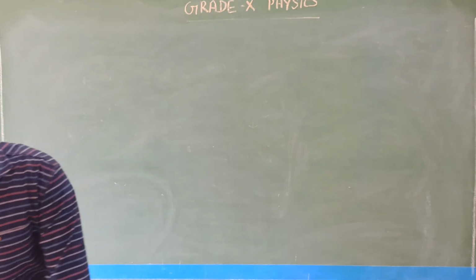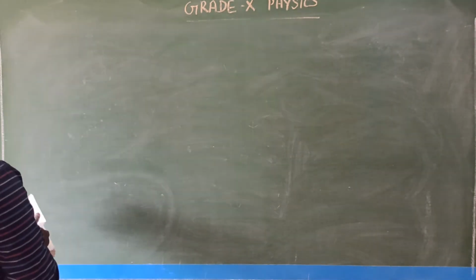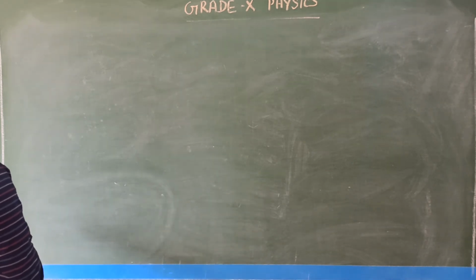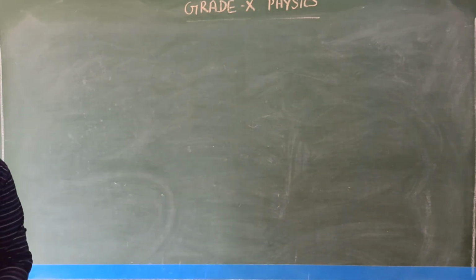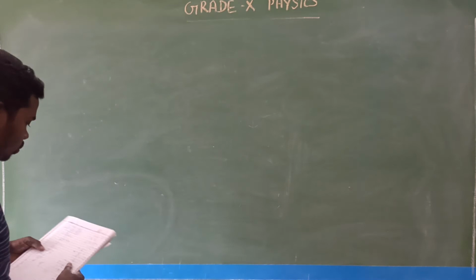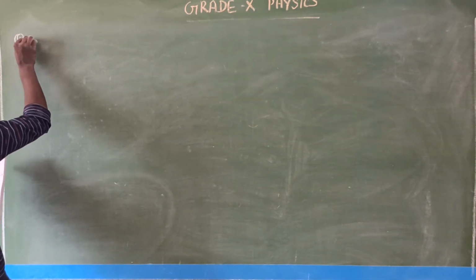Okay, students, let's move on. Fourth numerical. I think it's the fourth one. Am I right? Yes, the fourth one. Look at here. Find the total resistance of the parallel circuit. This is the fourth one.